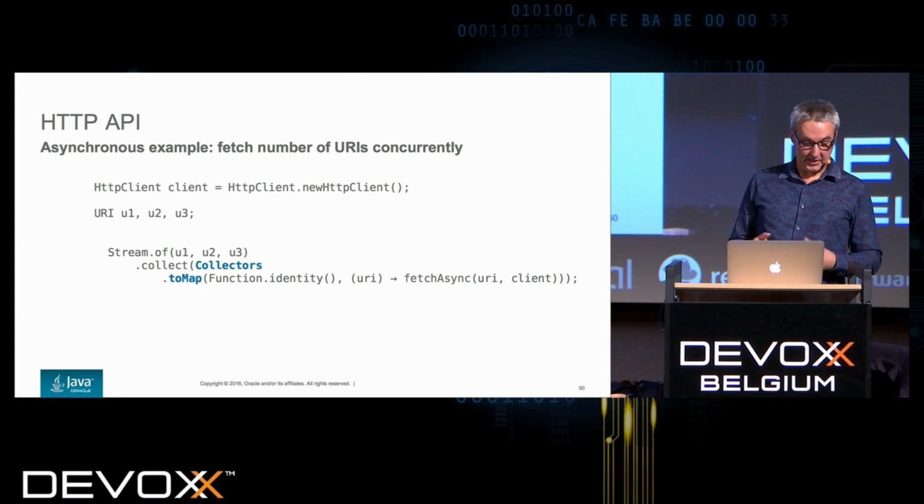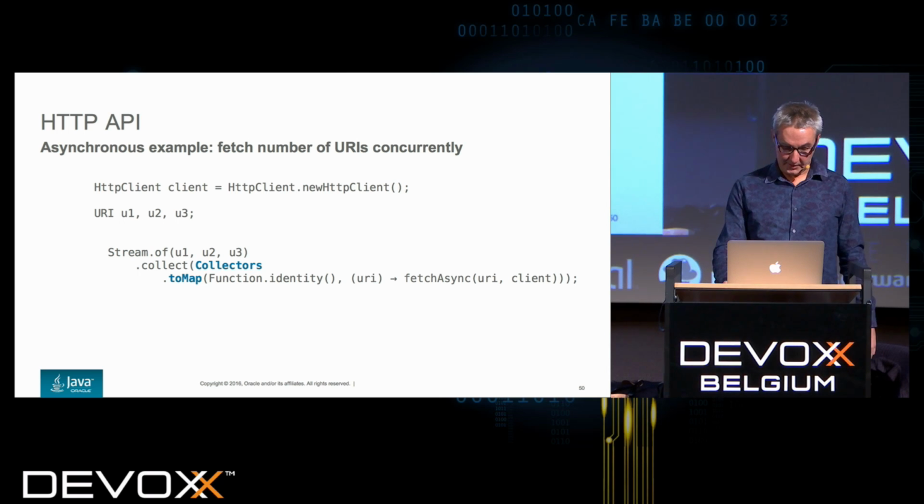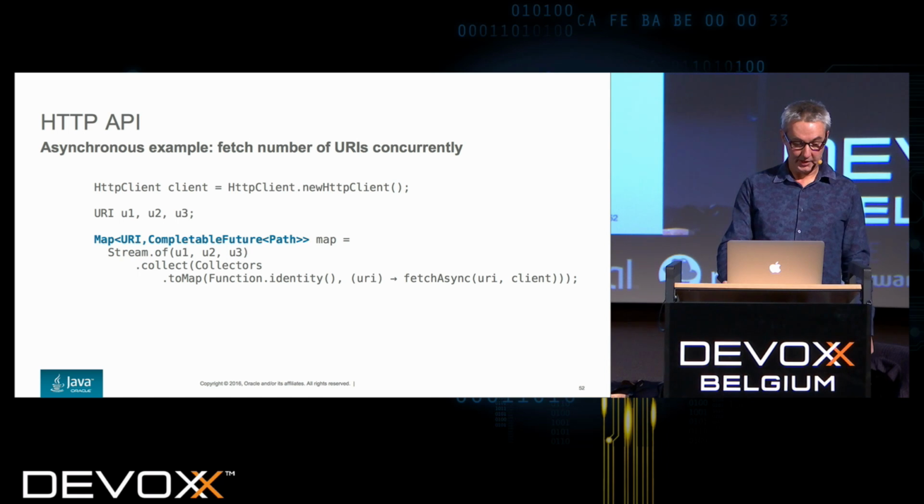So we're simply using Function.identity because the incoming URI is the actual key type that we want. And we're using fetchAsync, which returns a CompletableFuture of Path. So what we can see is the resulting map will be a map of URI to CompletableFuture of Path. When you execute this code, it will return immediately with your map, and it will be executing the 3 URI loads concurrently. So what do we do next?